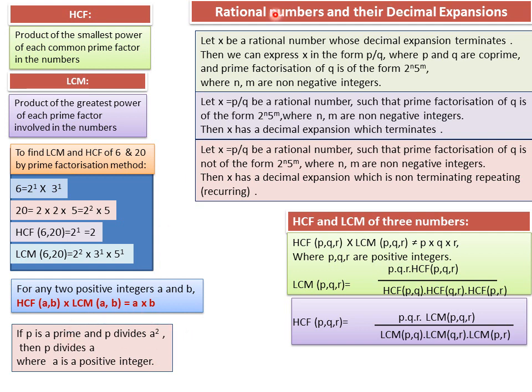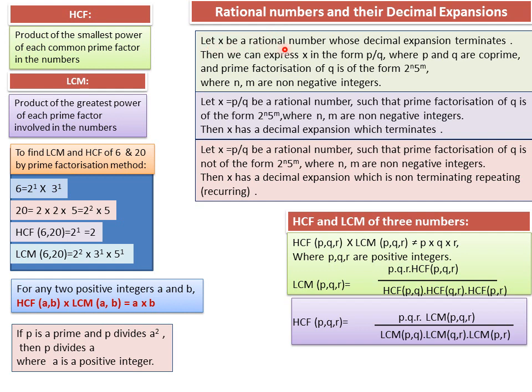Then we need to know rational numbers and their decimal expansion. If a rational number is given, we can come to know what type of decimal expansion we'll get, whether it is terminating or non-terminating. Or suppose if the decimal expansion is known, what type of rational number it is. Like we know that a rational number is expressed in p by q form, so we can accordingly come to know what type of q it is.